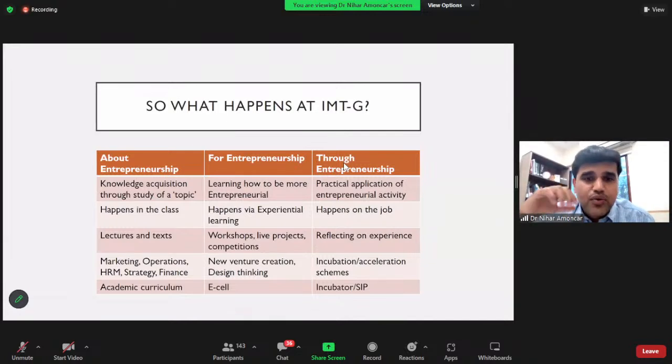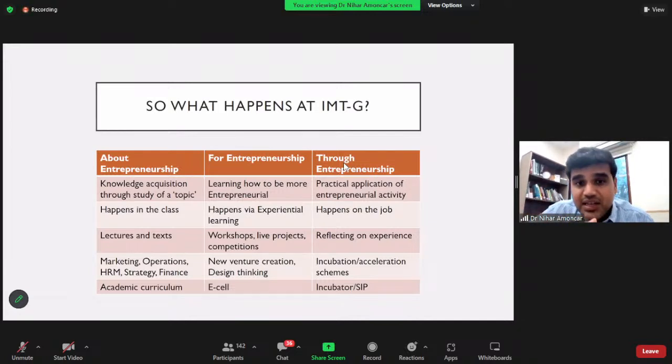While it is important to study entrepreneurship, for an entrepreneur it's very important to have good knowledge about marketing, finance, operations, human resource management, strategy, all of that. So your first job is to gain knowledge of different topics. It happens via lectures in the classroom, through the academic curriculum. So that is learning about entrepreneurship.